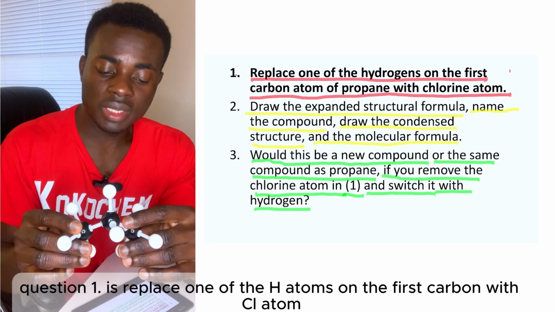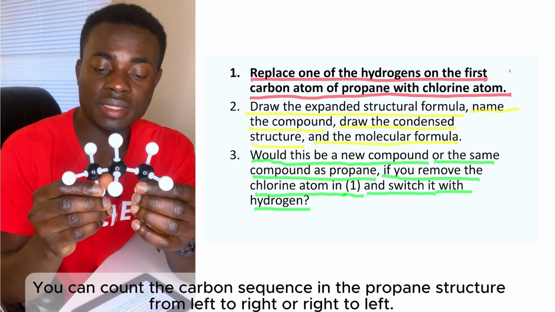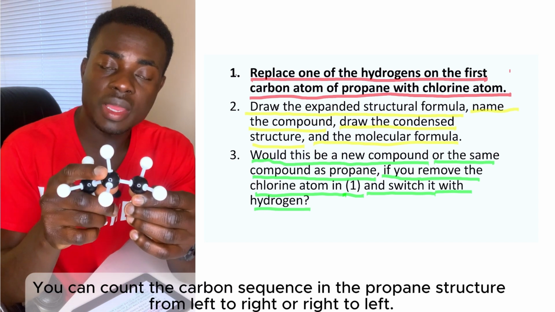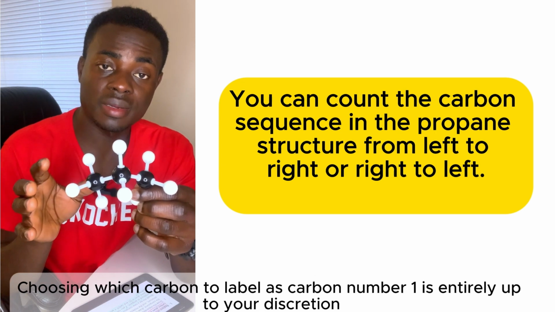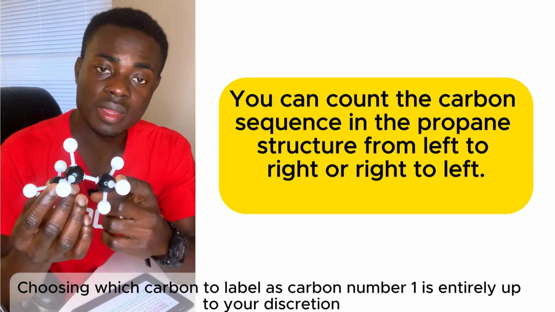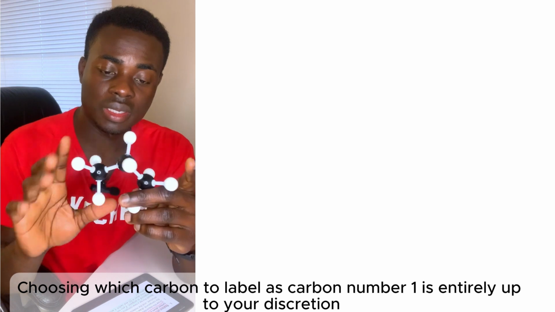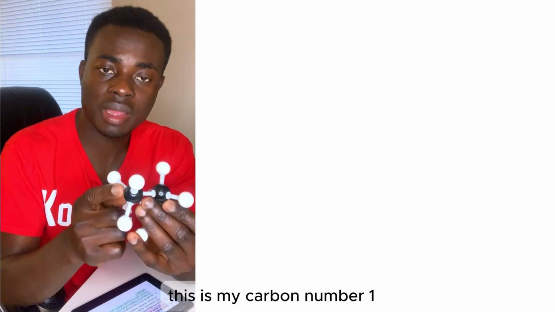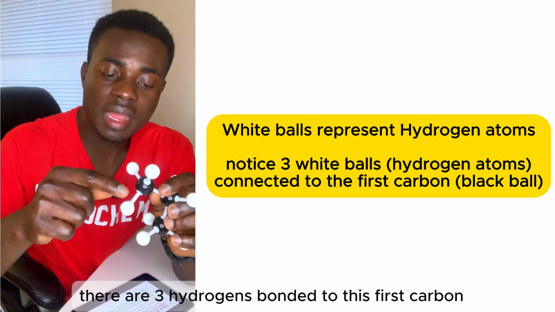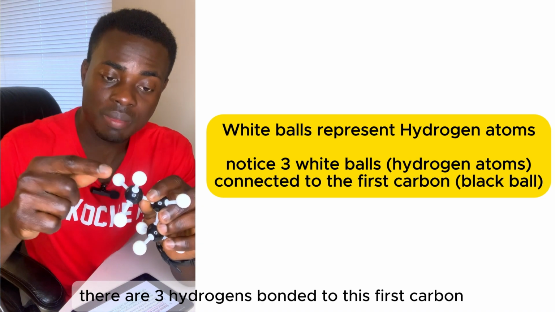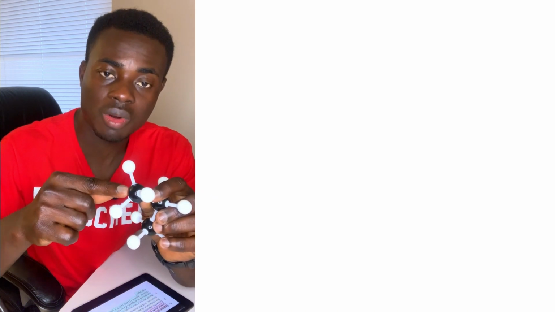Then we place one of the hydrogens on the first carbon. In your structure, we decide that we have carbon 1, carbon 2, carbon 3. Looking at carbon 1, it has 3 hydrogens bonded to it.